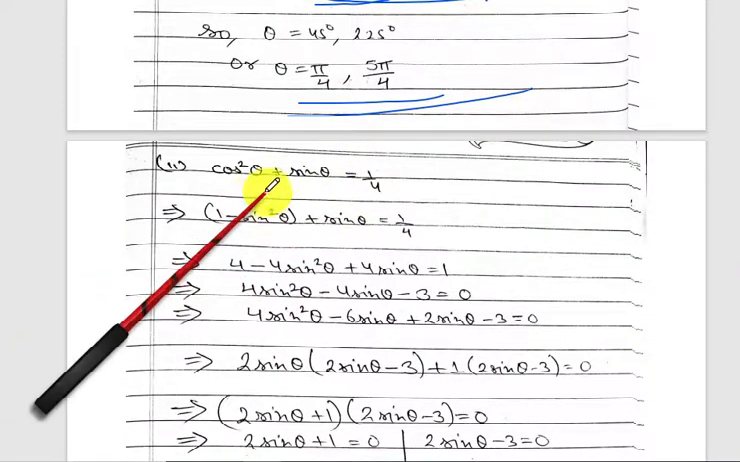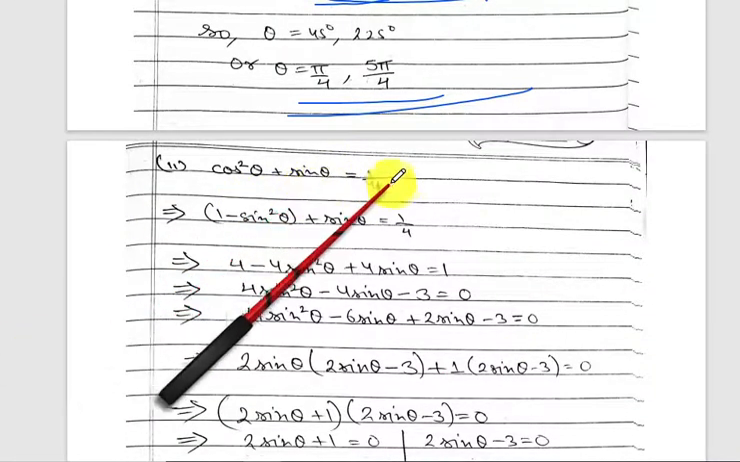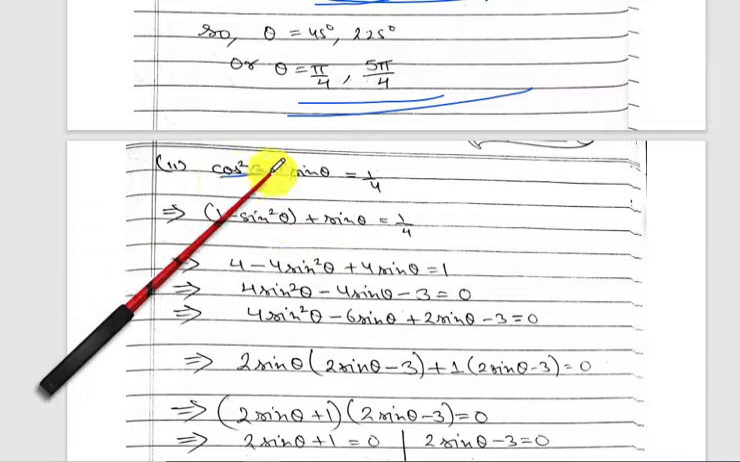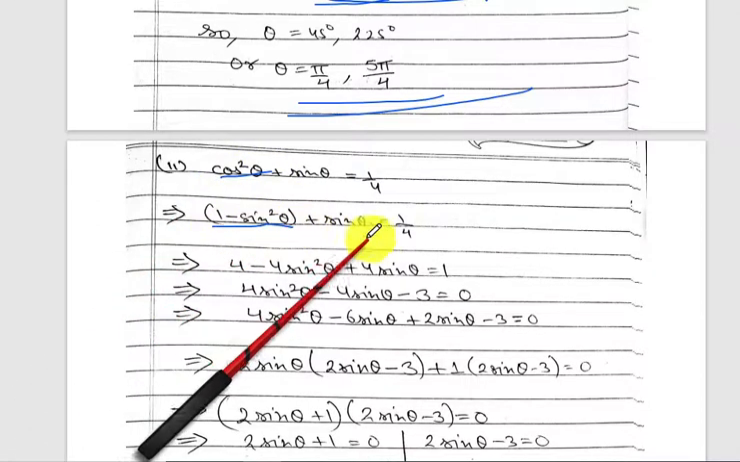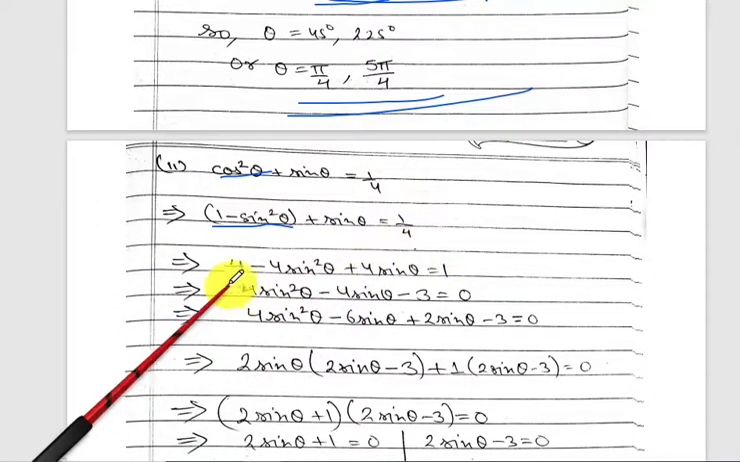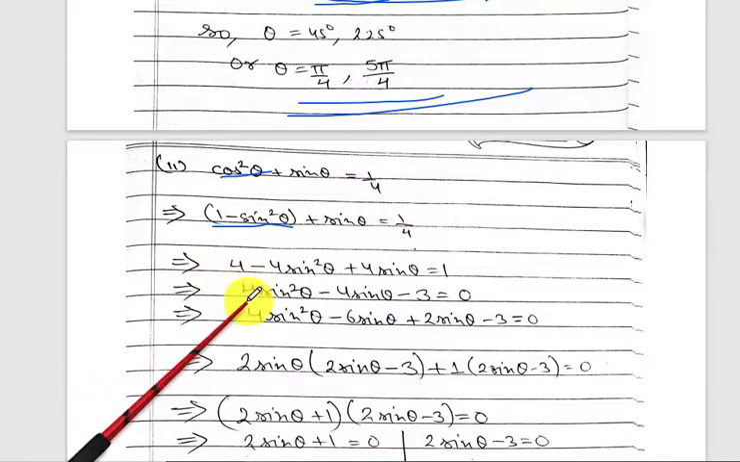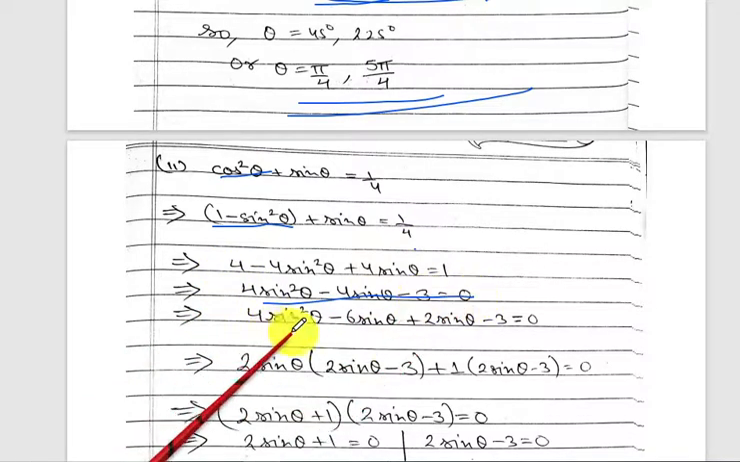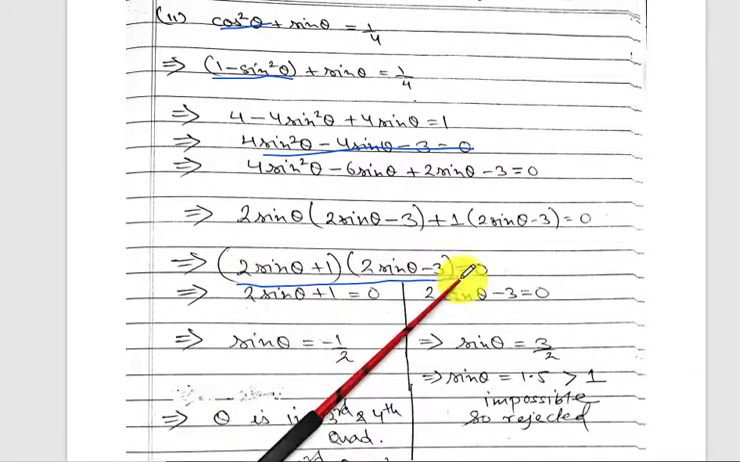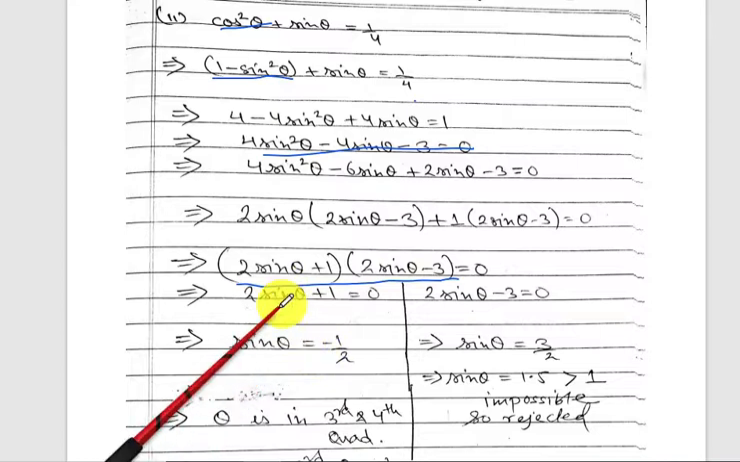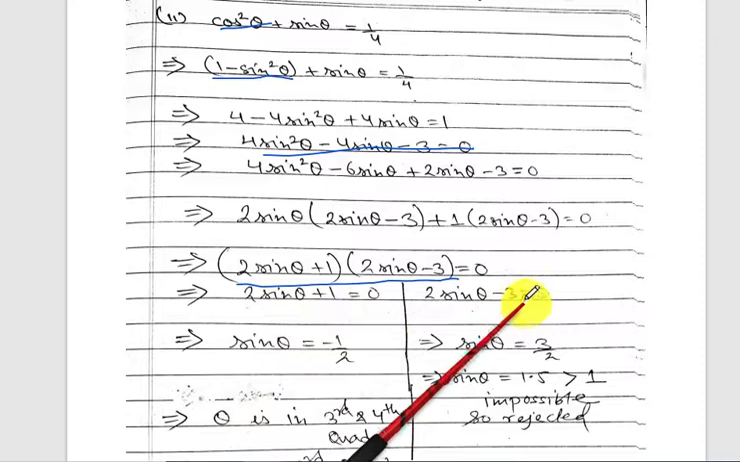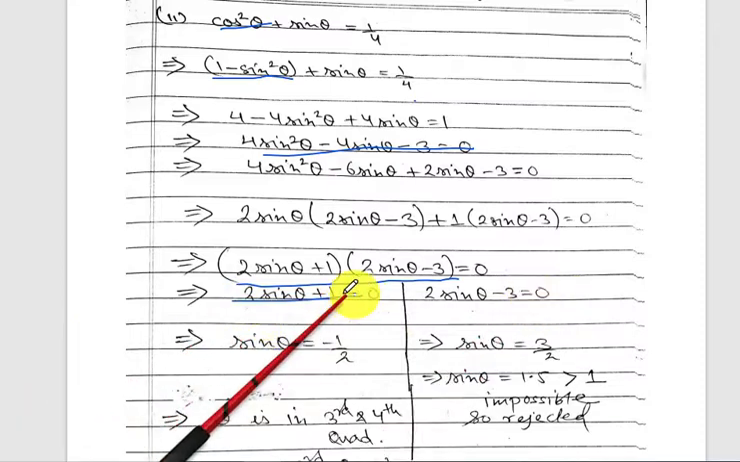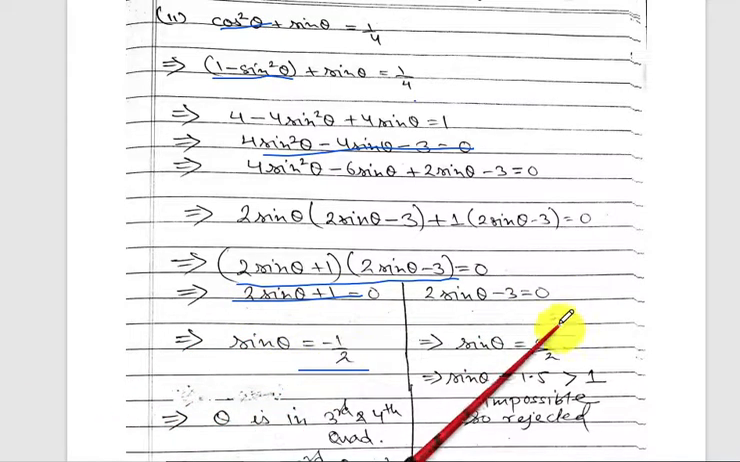Next is this: cos square theta plus sine theta equal to 1 by 4. So this cos square theta can be written as 1 minus sine square theta, plus sine theta equal to 1 by 4. You get a quadratic equation in sine theta, and you do the middle term factorization and you get this. So here you get 2 sine theta plus 1 equal to 0, 2 sine theta minus 3 equal to 0. So from here you get minus half, and from here you get 3 by 2, that is 1.5, which is greater than 1.